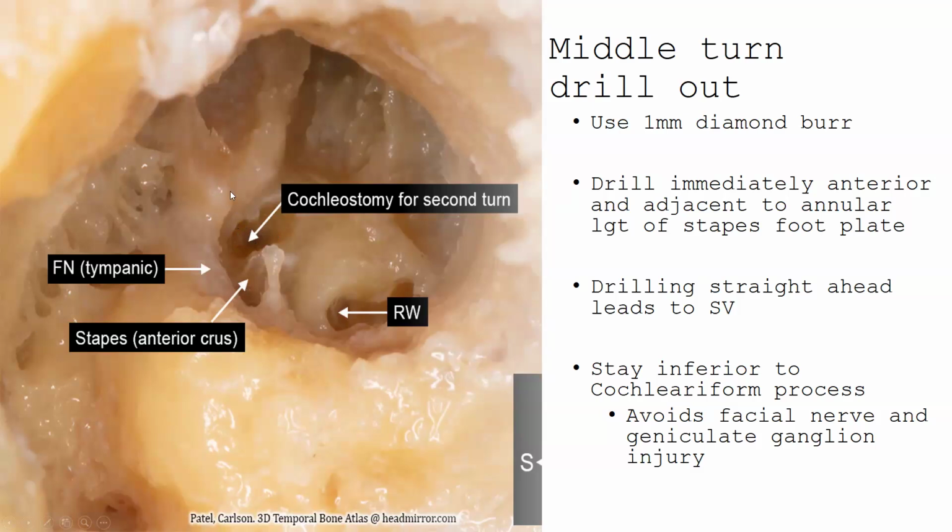Important is we must always remain inferior to the cochleariform process, because this helps us protect the facial nerve, which is here, the tympanic segment of the facial nerve, but also the geniculate ganglion, which is in this area. So we never work superior to the cochleariform process. The tensor tympani canal is also an important landmark that we need to keep sight of. When you do a subtotal petrosectomy, you have better visibility of this area.